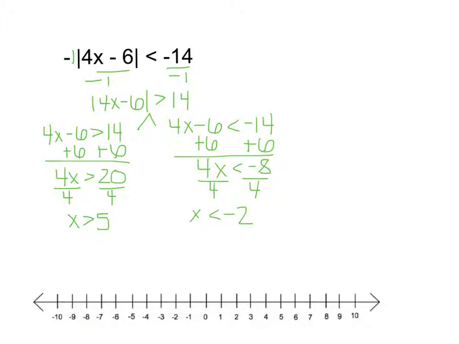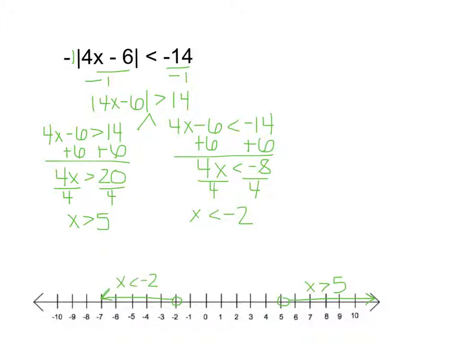To graph, x is greater than 5 is going to be an open circle on 5 going towards the right for greater than. For x is less than -2 is going to be an open circle on -2 going to the left for less than.